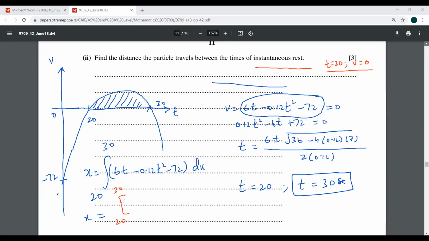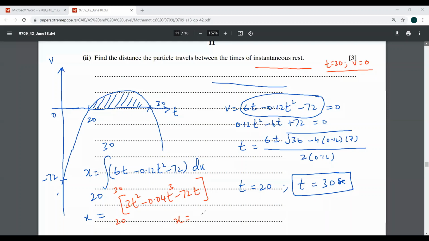6t's integral is 3t square, okay? Minus 0.12 t square is going to be minus 0.04 t cube. And this one is minus 72t. You can do that in steps. I'm just skipping some steps over here, okay? Now, please, guys, put the limits here and tell me how much is this distance.